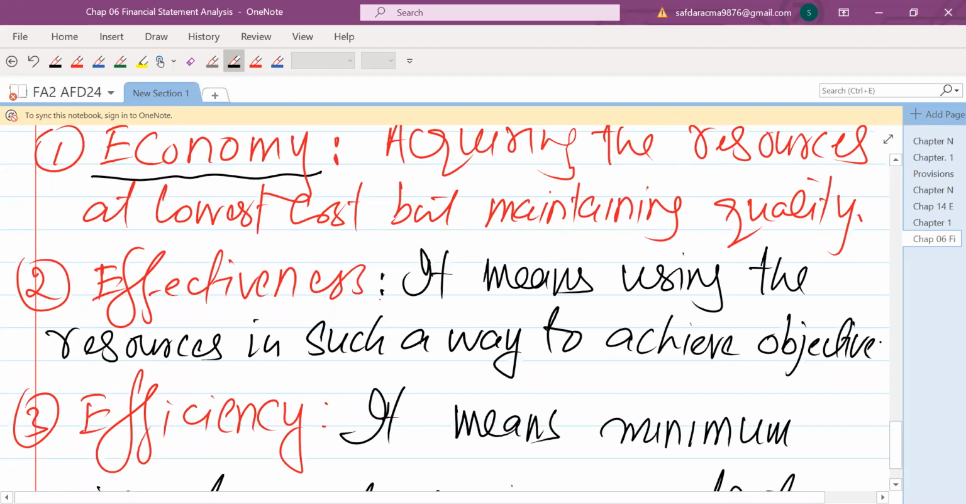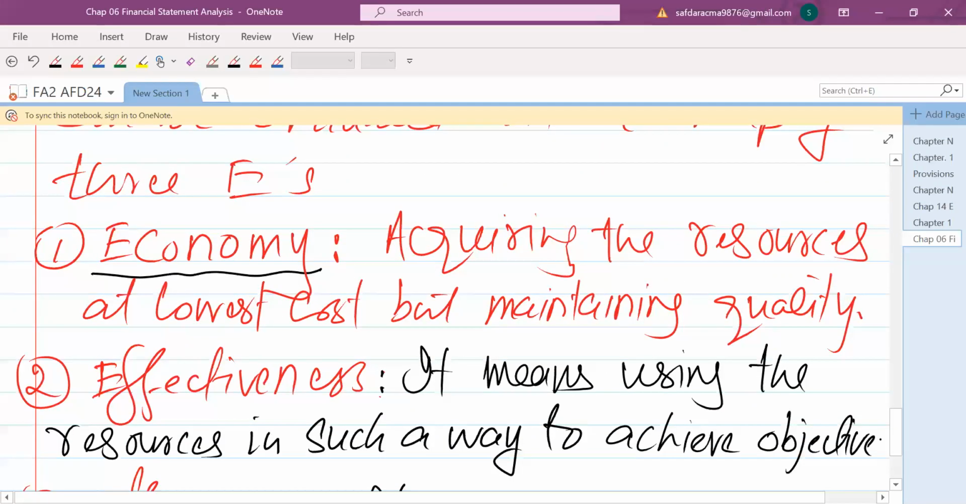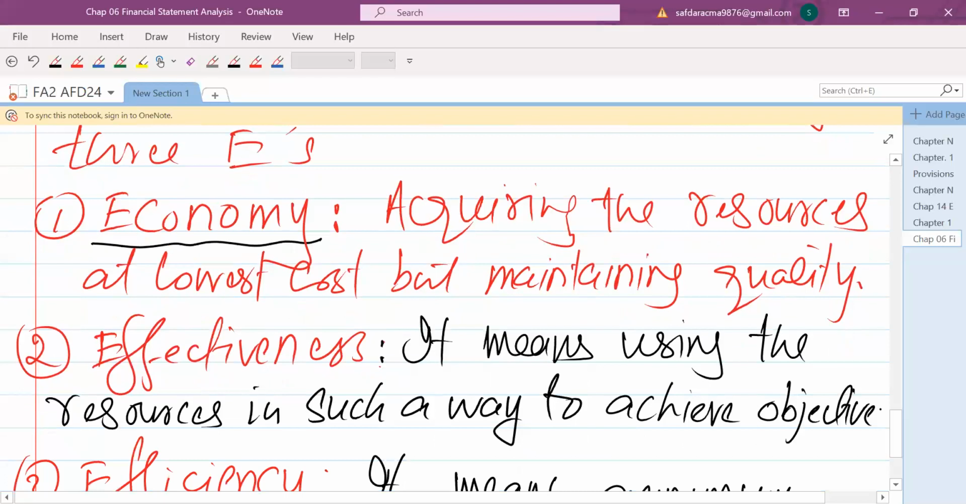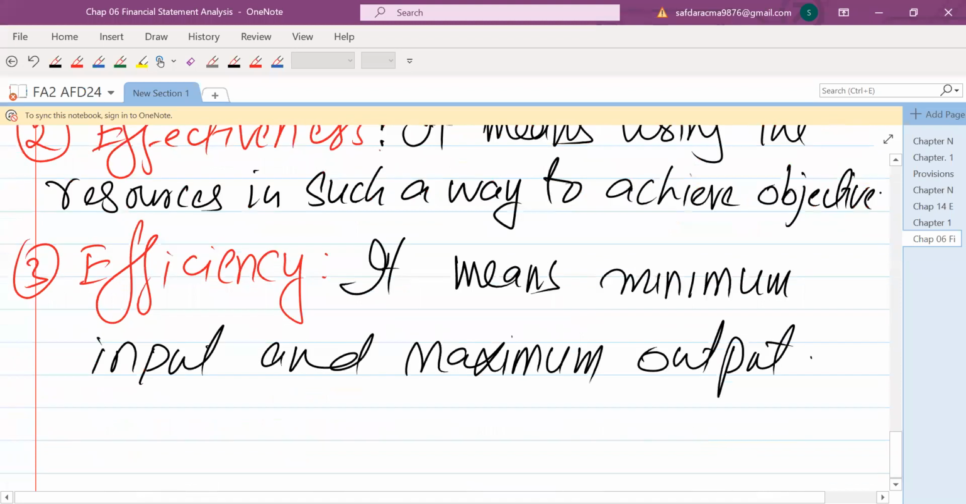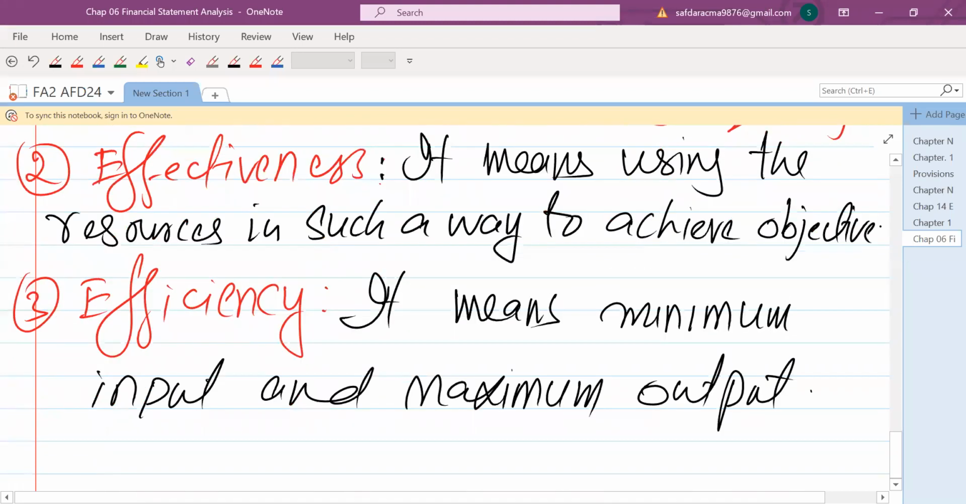So economy means purchasing the resources at the lowest cost, at a minimum cost, but maintaining the quality. Effectiveness means using the resources in such a way to achieve the ultimate objective. If you are using the resources and not achieving your objective, then there will be no benefit of your organization. Efficiency means minimum input and getting the maximum output.